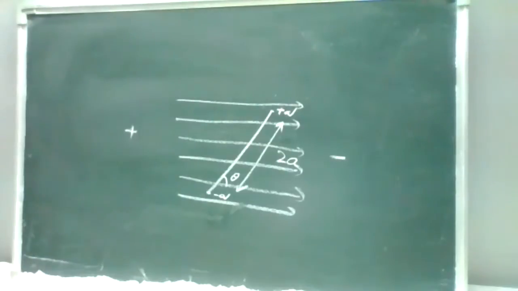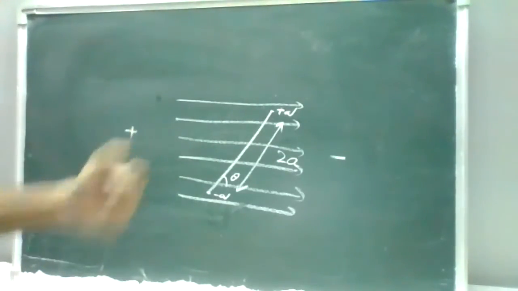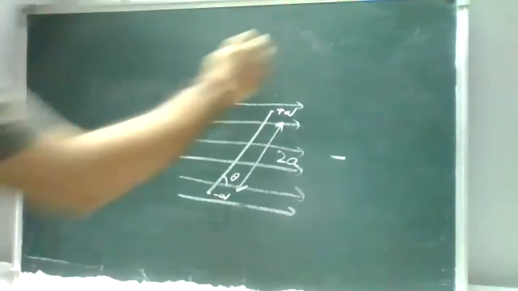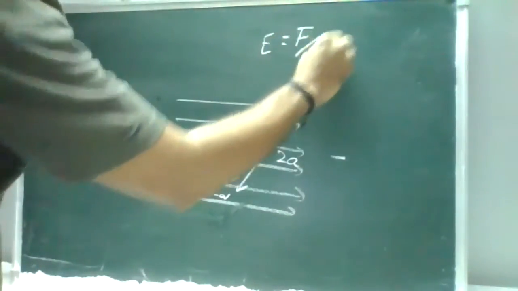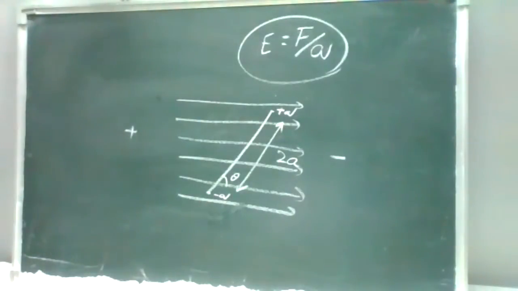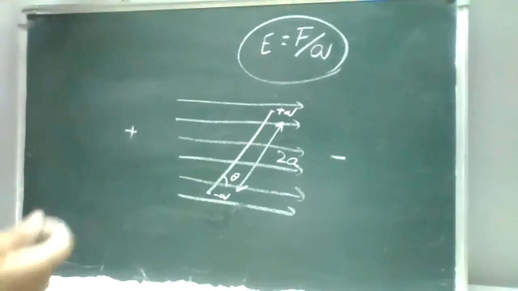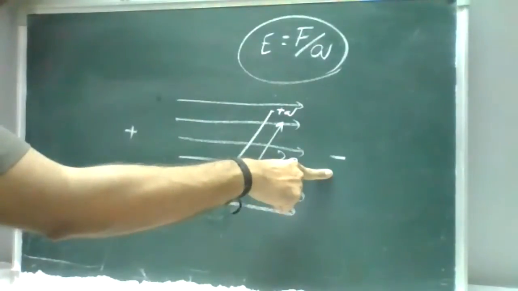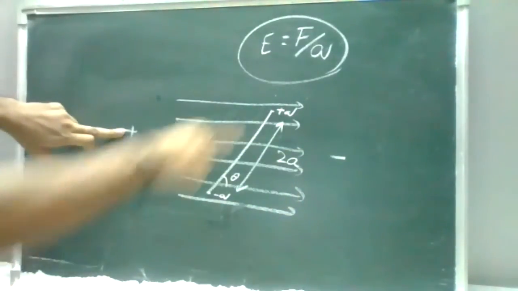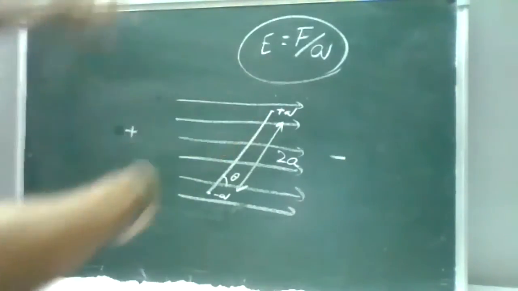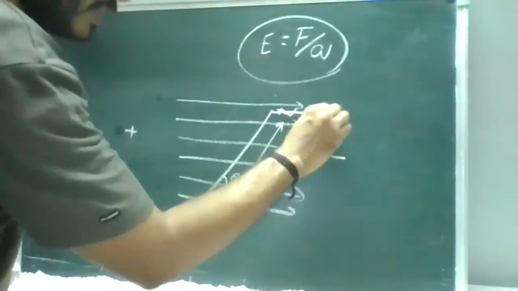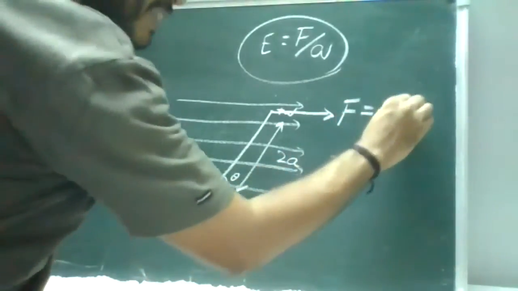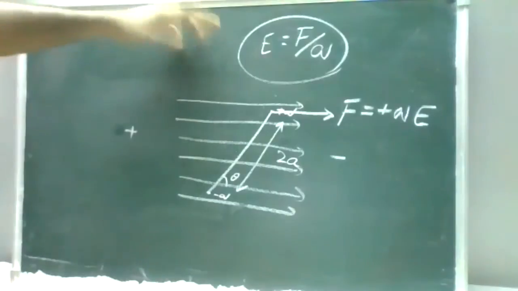When you place this dipole, because of the electric field, there will be some forces acting on it. Other than the electric field relation we discussed, E is equal to F by Q, the same relation applies: because the charges are placed in the electric field, they will have forces acting on them. That is a linear force. Here the charge is negative and here it is positive. Because of this positive charge, there will be a force, and it will try to repel, so it will try to travel like this. So the force F is equal to plus QE, from the earlier electric field relation E is equal to F by Q.